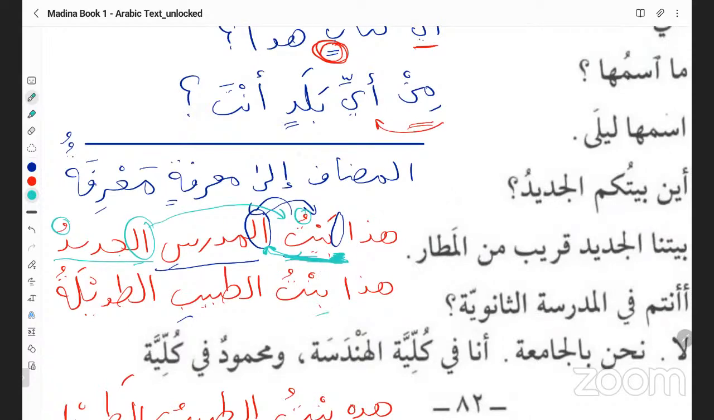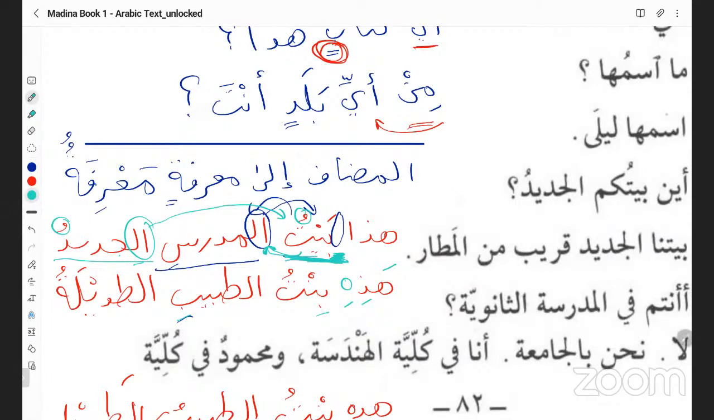بنت هذه, so there's a mistake here. So هذه بنت الطبيب. This is the daughter of the doctor. Now remember, we said that the sifa and mawsuf have to agree in gender as well, and it has to agree in definite to indefinite and number.